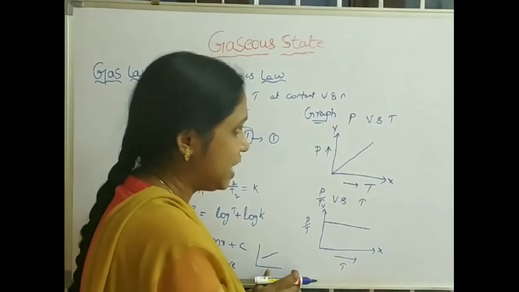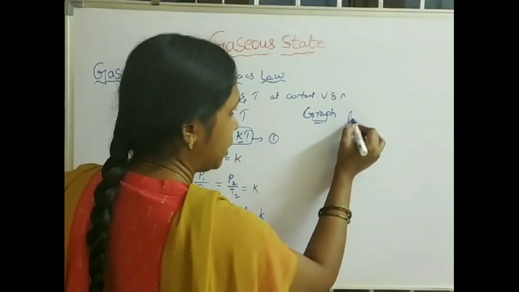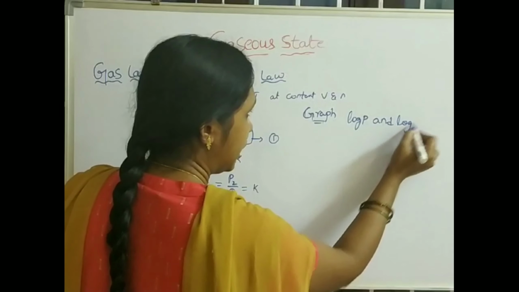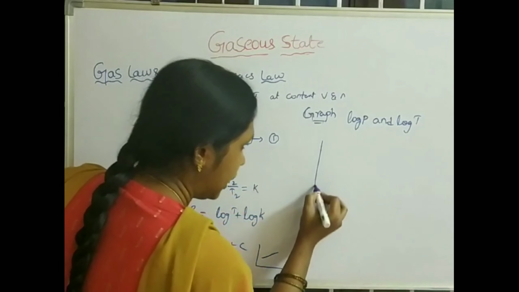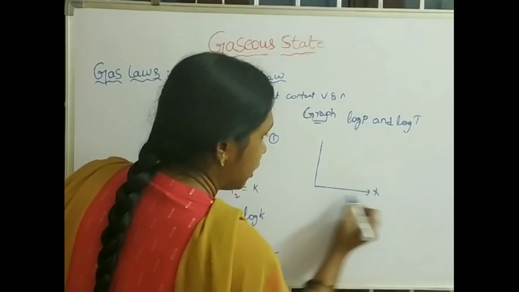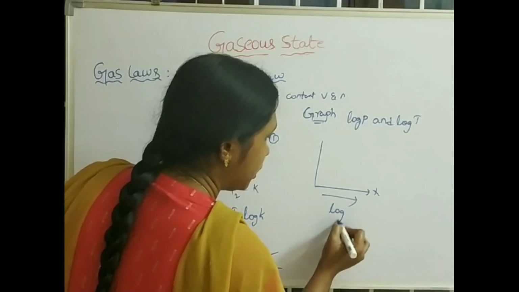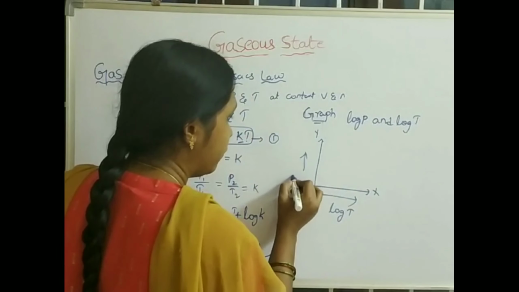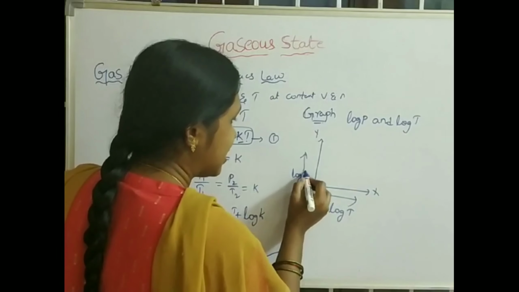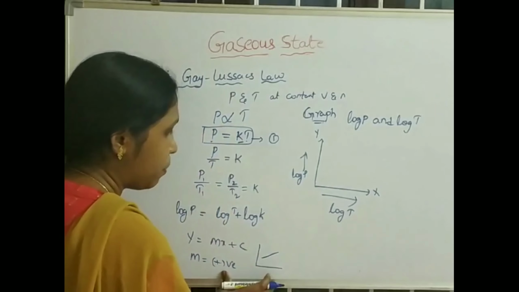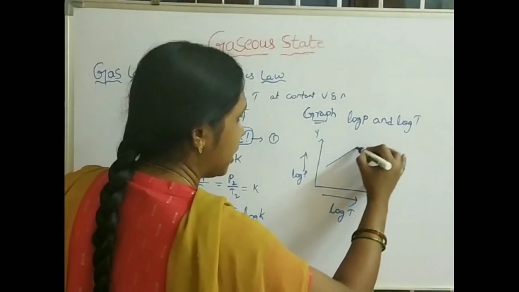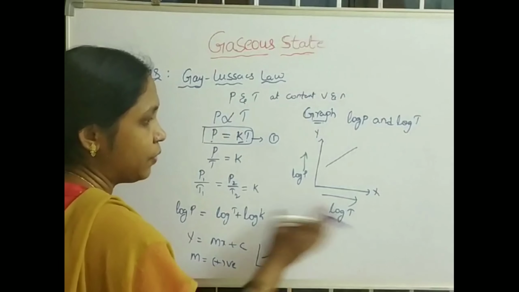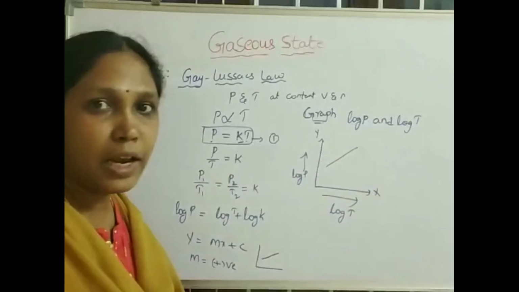And next, draw a graph between log P and log T. Here take log T along the x-axis and log P value on the y-axis. That shows a positive slope. That means we will observe a line like this. This is the graphical representation of Gay-Lussac's law.